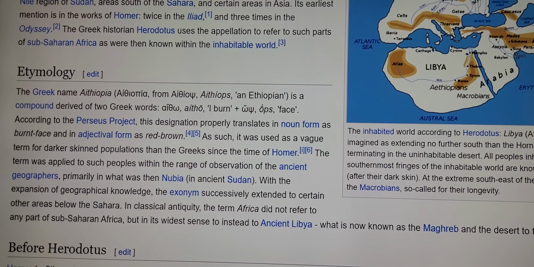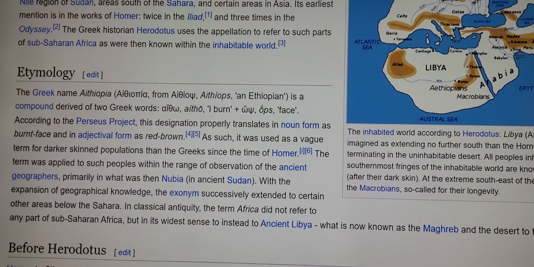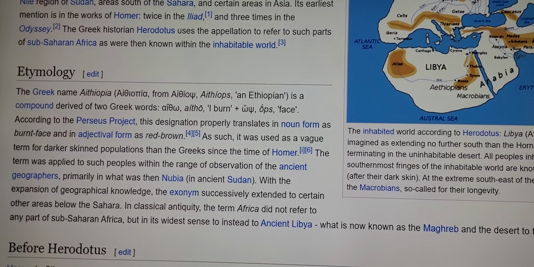Since the time of Homer, the term was applied to such peoples within the range of observation of the ancient geographers, primarily in what was then Nubia in ancient Sudan. With the expansion of geographical knowledge, the exonym successively extended to certain other areas below the Sahara. In classical antiquity, the term Africa did not refer to any part of sub-Saharan Africa, but in its widest sense instead to ancient Libya, what is now known as the Maghreb and the desert to the south. You see?